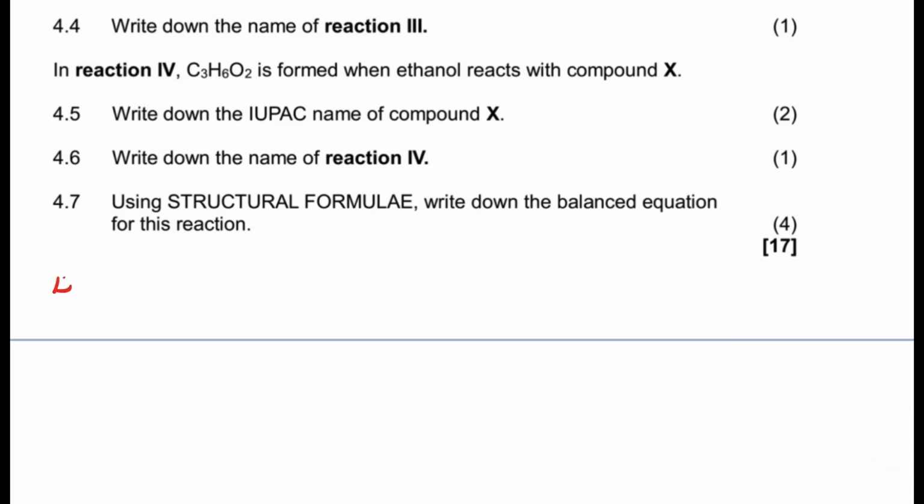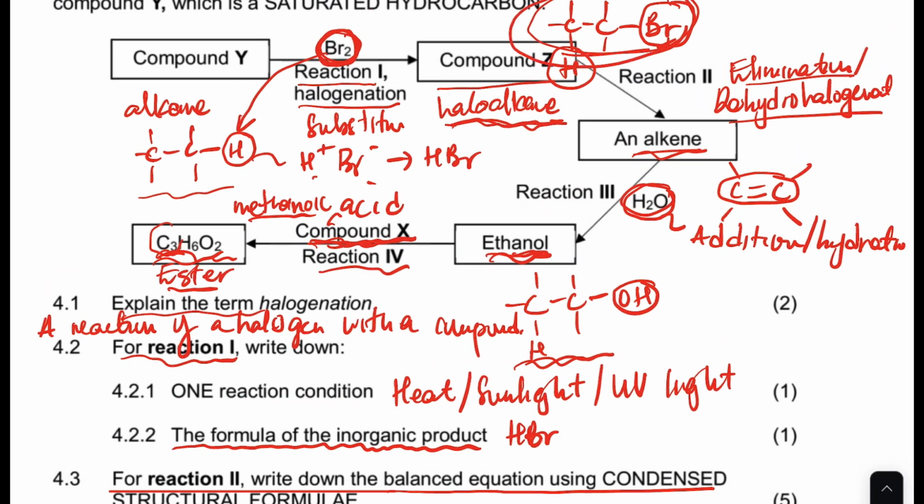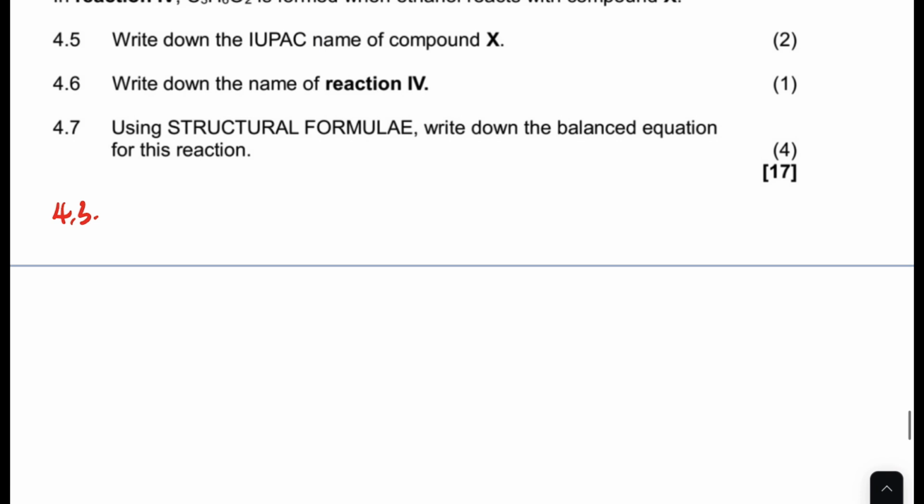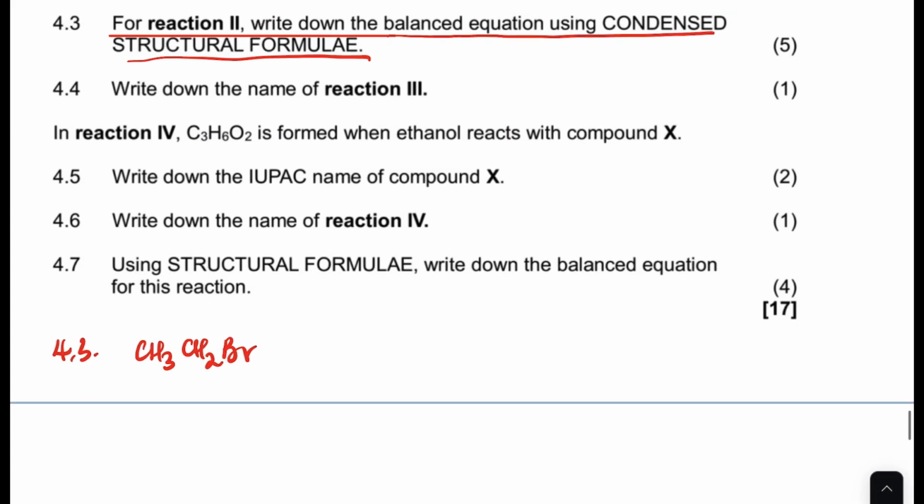It's 4.3. We have a haloalkane, this one. That one is going to be CH3CH2Br, right? This is the compound, guys, the bromoethane. And then you add any strong base there. So it'll be that, or it can be that, or it can be lithium hydroxide.